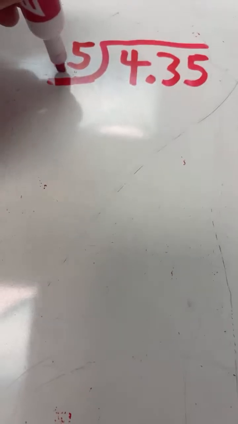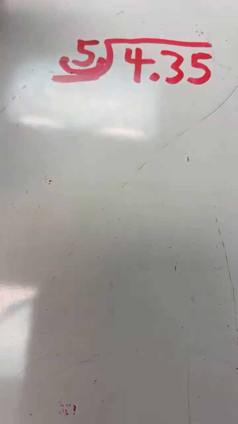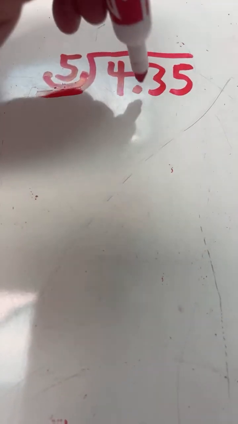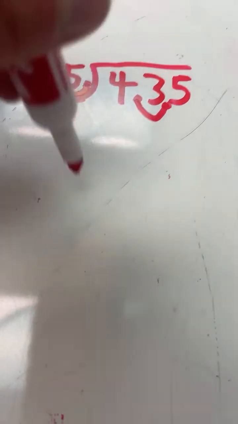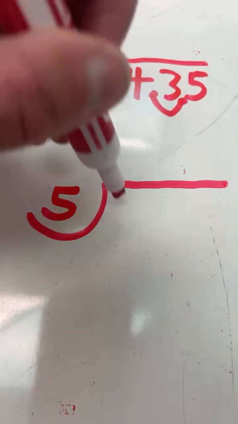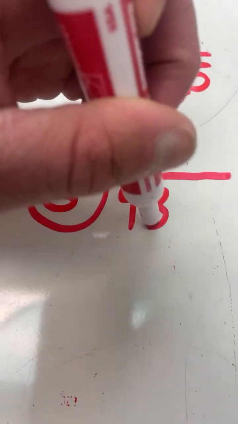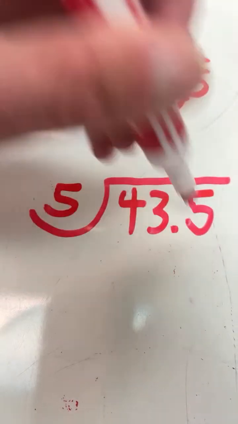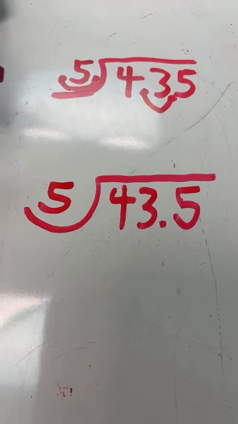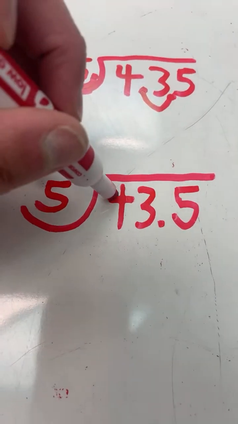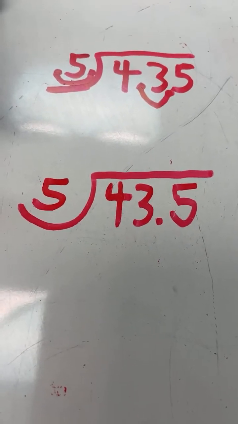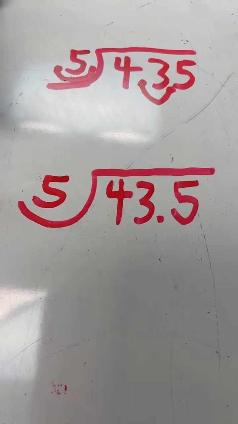So we have to move the decimal point over one place, and we have to do the same thing with the number that's inside the square. So now that we are dividing by a whole number, we have 43.5 divided by 5. So from here, we will divide this as if it were a whole number, and then we will line up the decimal point at the very end.